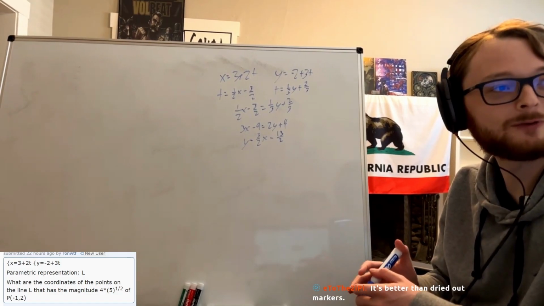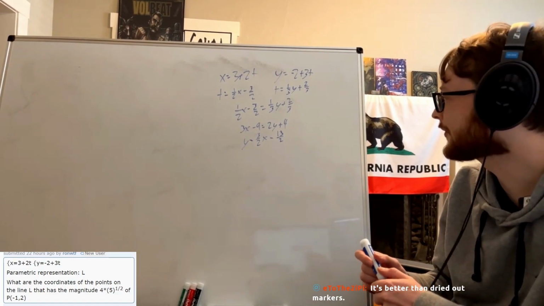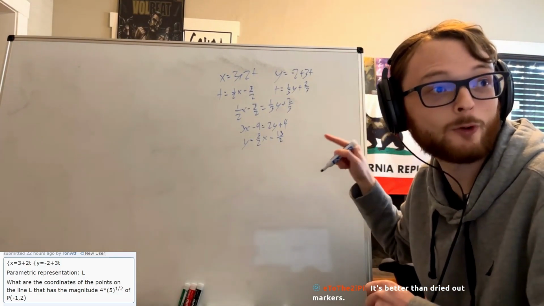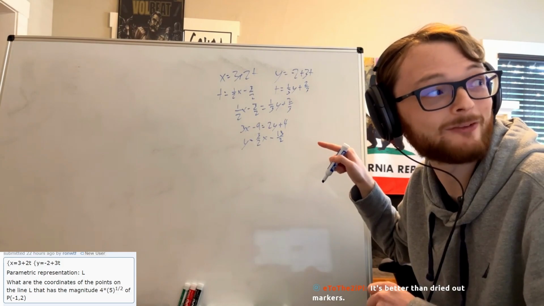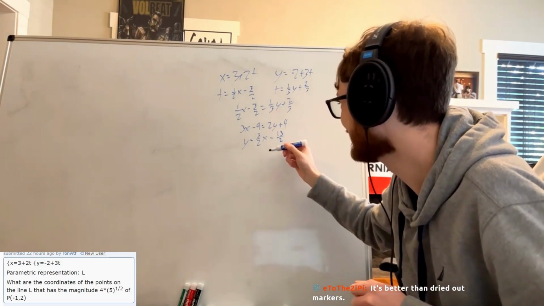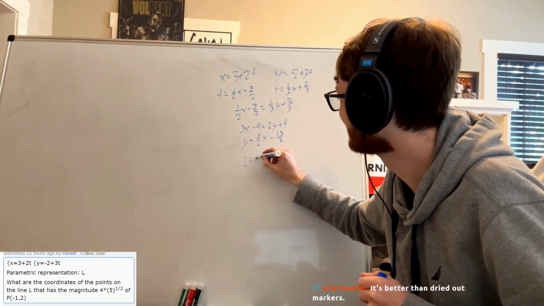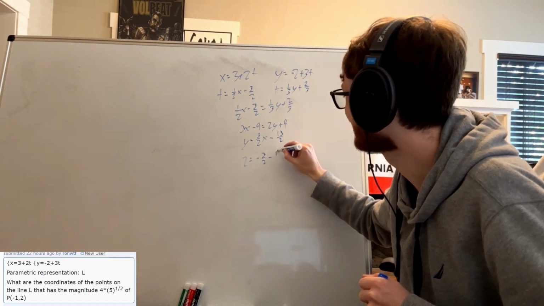So I guess we could verify the point -1, 2 is actually on this line. So I don't know if I even believe that. And actually, the question might still make sense if it's not on the line, now that I think about it. 2 is equal to -3/2 minus 13/2.